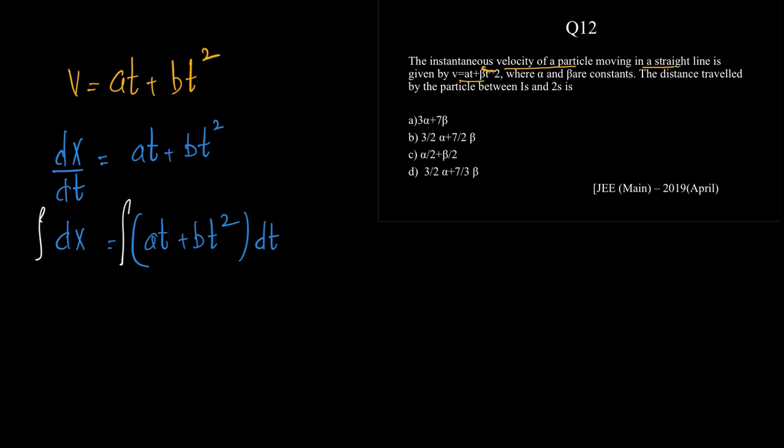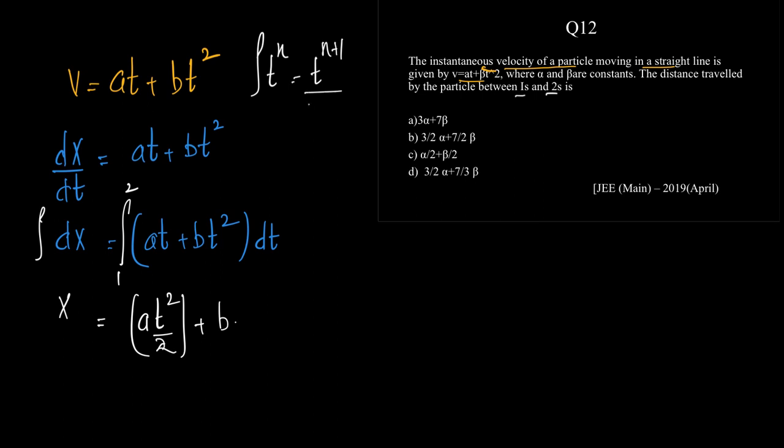So if you integrate this, what do you get? X is equal to integral 1 to 2. Why 1 to 2? Because the question says 1 second and 2 seconds, right? So what is integral at? It is a into t square by 2 plus b into, what is integral t square? Integral of t raised to n is equal to t to the power n plus 1 the whole upon n plus 1. So this is b into t to the power 2 plus 1. Let me just write down directly: t cube by 3, right? So the whole varying from 1 to 2.